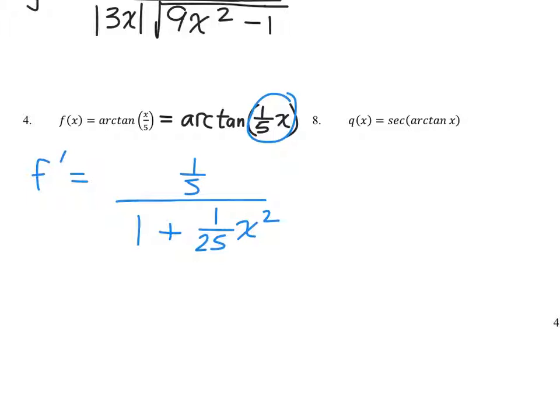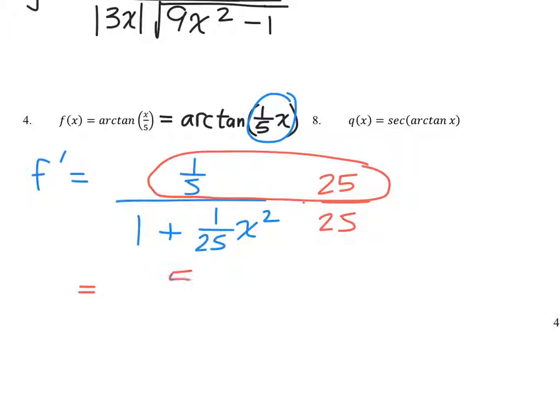All right. So for this, I want to clear out my denominator. I'm going to multiply top and bottom by 25. So 1/5 multiplied by 25 is going to give me a 5. Here I have to multiply the 25 by each part of the 1 plus the 1 over 25 x squared. So 25 plus x squared.